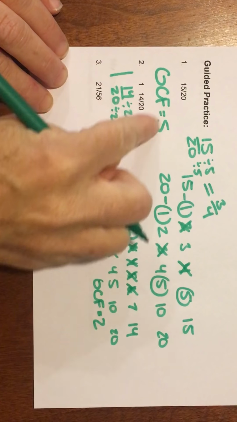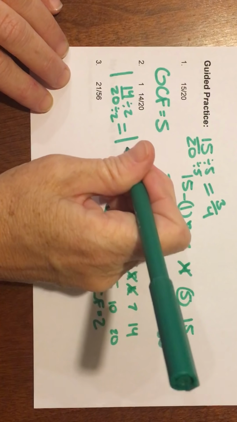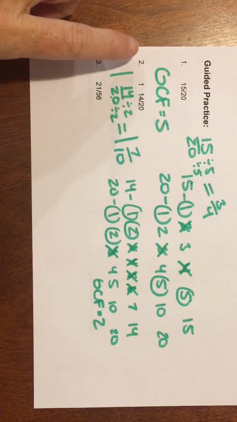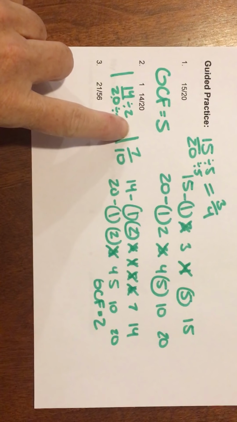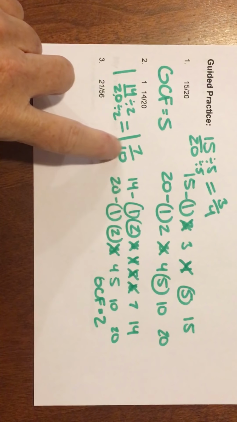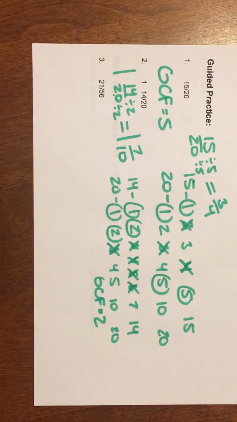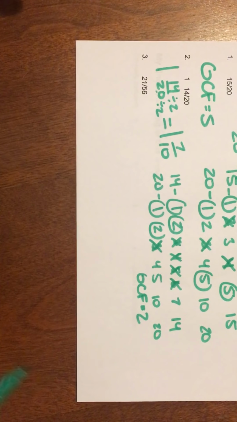So let's come over here and we're going to divide. We're going to leave our whole number alone. So 14 divided by 2 is 7. 20 divided by 2 is 10. So 1 and 14/20 is equivalent or equal to 1 and 7/10. But this is the simplest way to write it. The smallest or easiest way to write it. Okay, let's try another one. This one looks tricky.